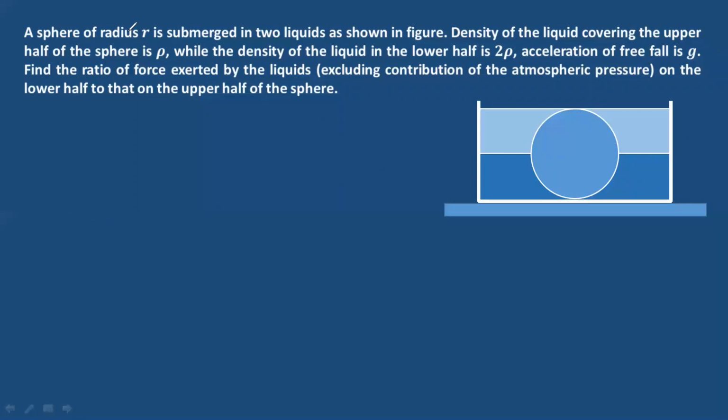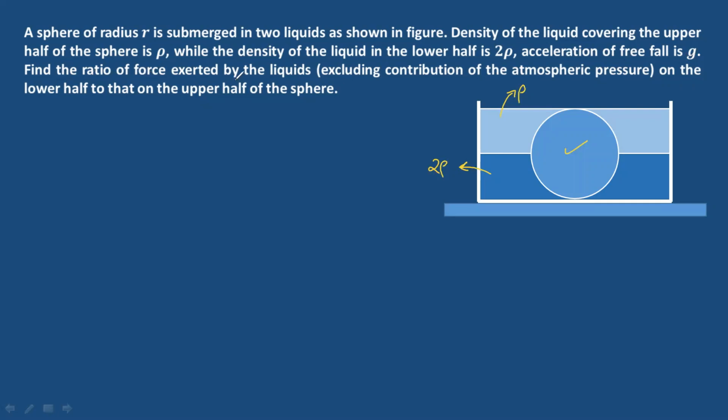Right, in this problem, it's given that a sphere of radius r is submerged into two liquids as shown in the figure. There is a sphere right here. This is the sphere, and there are two liquids. The density of the liquid covering the upper half of the sphere is rho. So the density of this liquid is rho, while the density of the liquid in the lower half is 2 rho. All right, the density of this particular liquid is 2 rho. Acceleration of free fall is g.